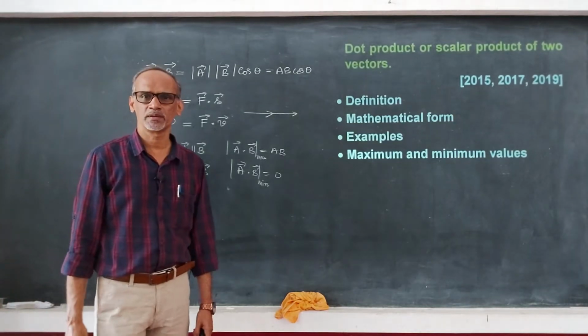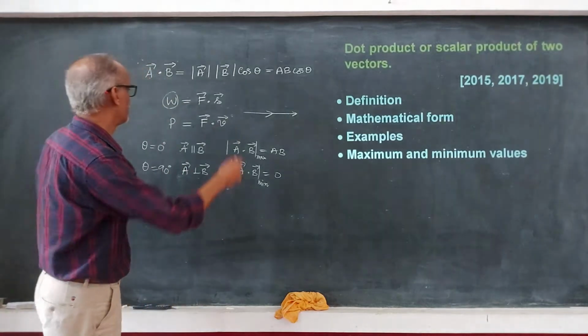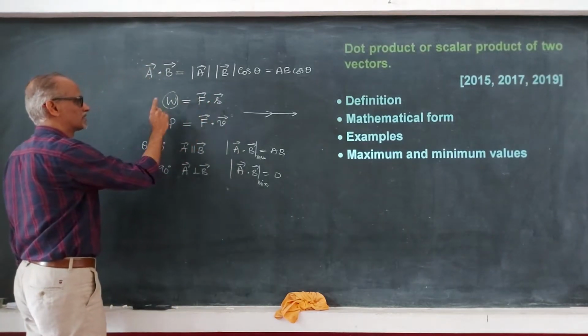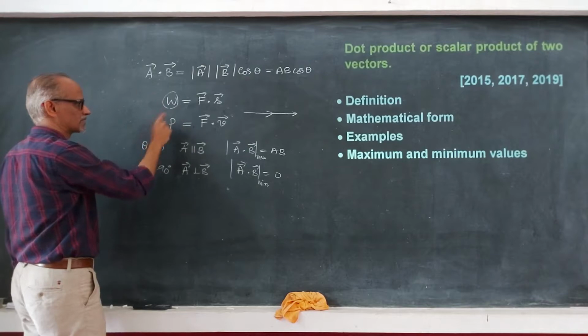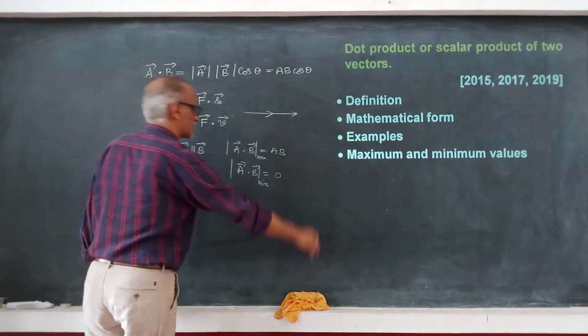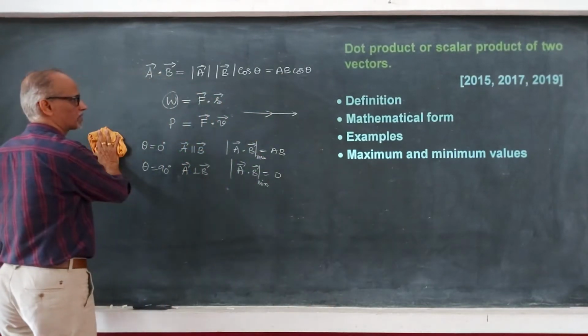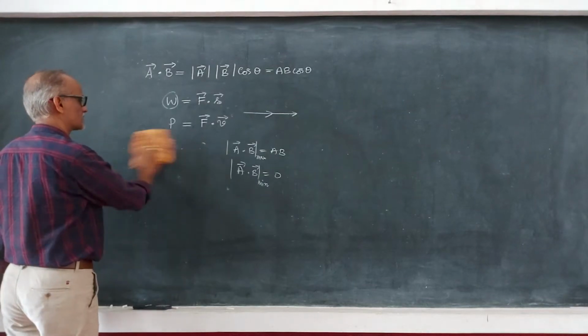So, hope you have understood about the dot product. And what is the use of the dot product? When you multiply two vectors, you will always get a scalar quantity. So, that is called the dot product. That is why it is also called the scalar product of two vectors.